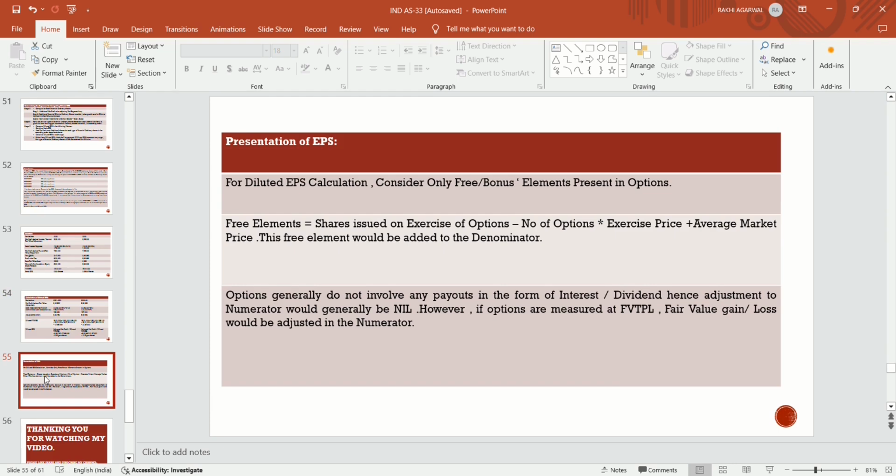Now presentation of EPS, how we will present. For diluted EPS calculation of options, consider only the free or bonus element present in the option. Free element means shares issued on exercise of option: number of options into exercise price plus average market price. These free elements would be added to the denominator. Options generally do not involve any payouts in the form of interest or dividend, hence adjustment to the numerator would generally be nil. However, if the options are measured at fair value through profit and loss account, the fair value gain or loss would be adjusted in the numerator. In case of options, adjustment is to be done.